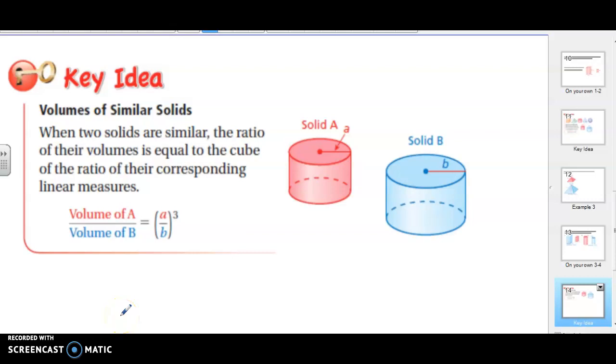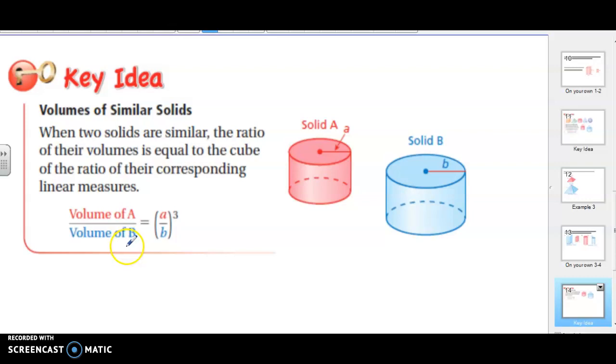Today we're going to work on the volumes of similar solids. This is the third part of 8.4. So we did identifying similar solids, finding missing measurements that way. Then we did surface areas of similar solids, where we had to square the ratio of the one-dimensional measurements and put it equal to the surface area ratio.